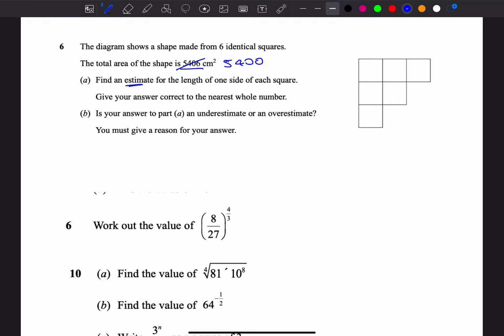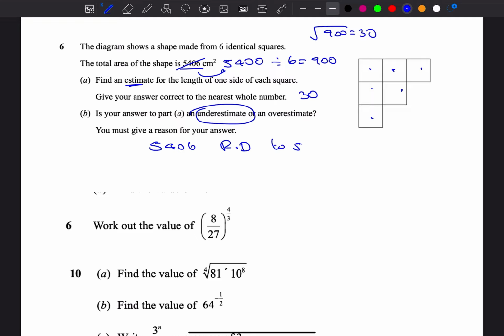How many squares do we have? 1, 2, 3, 4, 5, 6. Divided by 6, 900. That would be the area of the square. So how to work out each side? Square root of 900, right? Which is 30. Is it an overestimate or underestimate? What did we do in the beginning? It's an underestimate. Why? 5,406 is rounded down to 5,400. So therefore it's an underestimate.